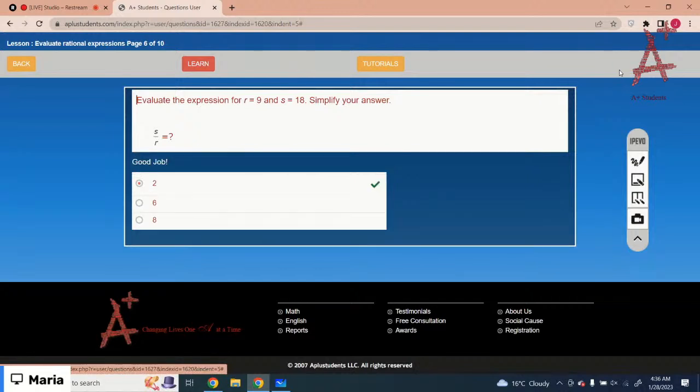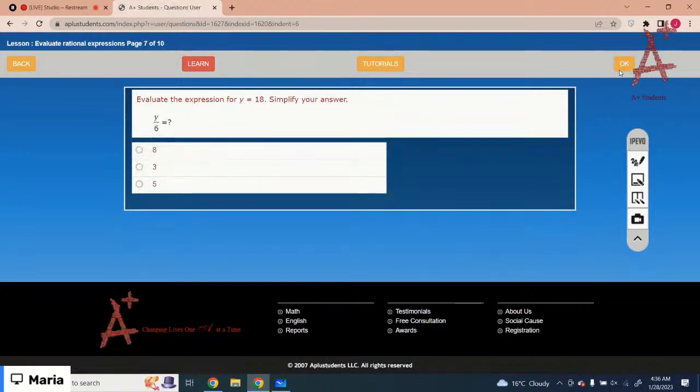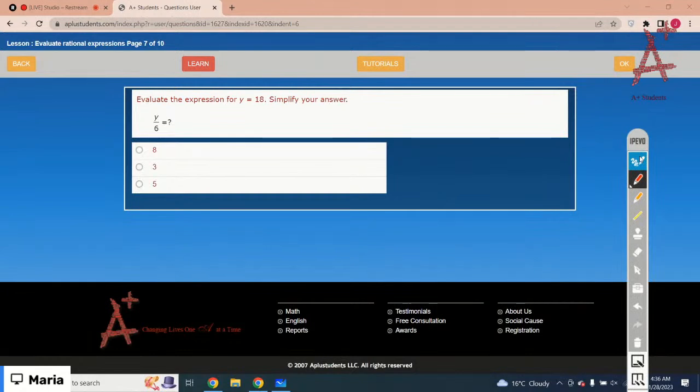Okay, the next one is evaluate the expression for y equals 18. So just replace the y with the value, it would be 18 over 6. So 6 times what number is 18? 6 times 3 is 18. So the correct option is 3.